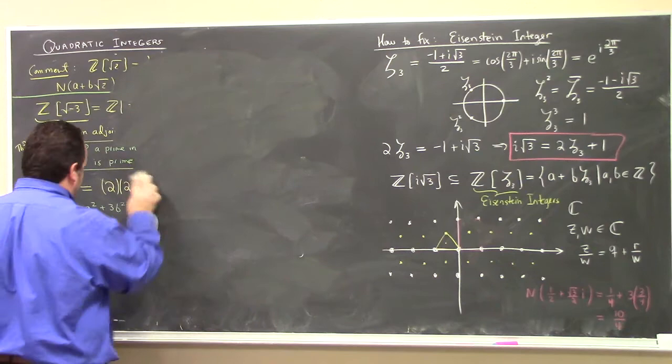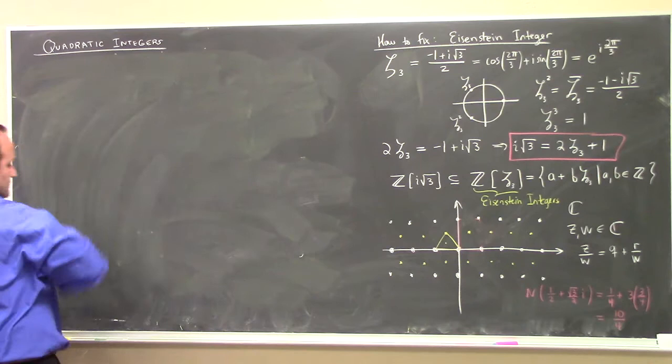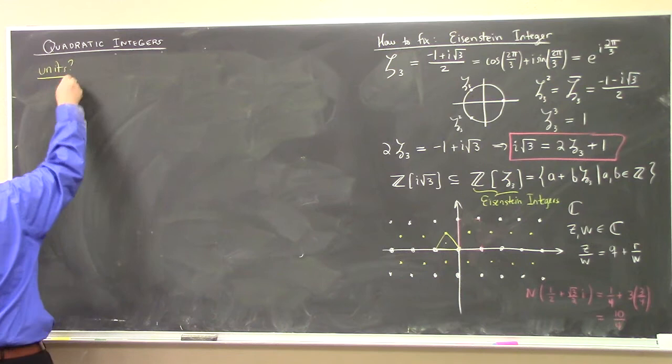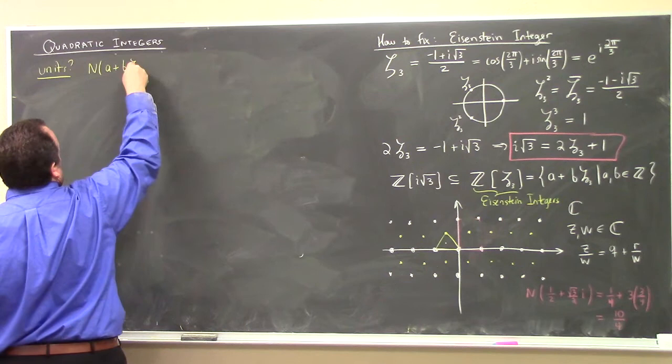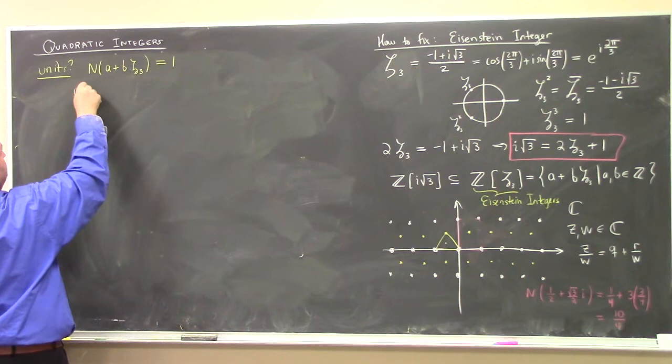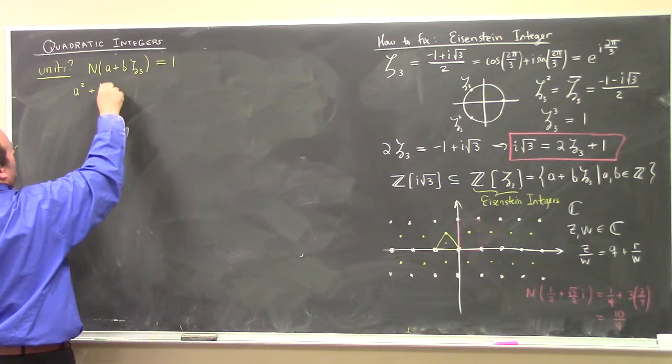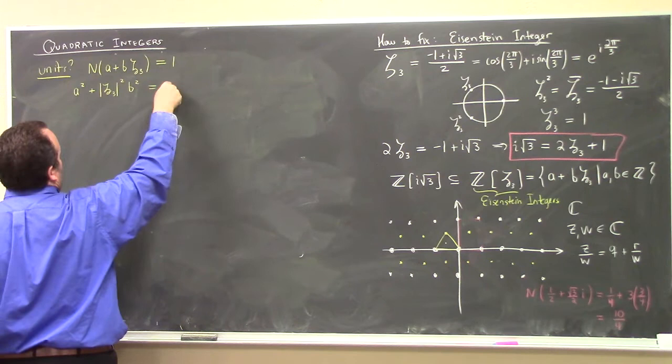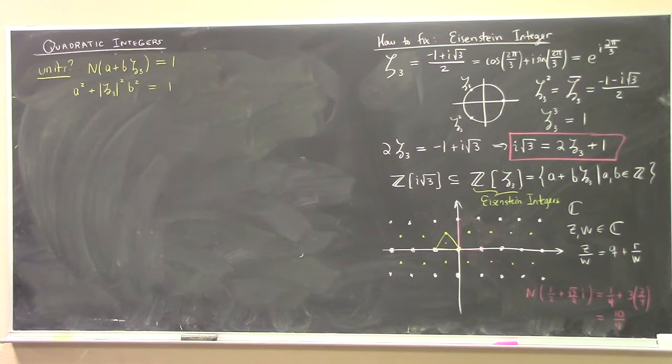What are the units in the Eisenstein integers? So we're looking at the norm of a plus b times a third root of unity equal to 1, right? Plus b squared, the norm of the third root of unity squared b squared, I think. But the magnitude of the third root of unity is 1. It's on the unit circle. Yeah. So, wait, I'm doing something wrong here. This feels wrong.